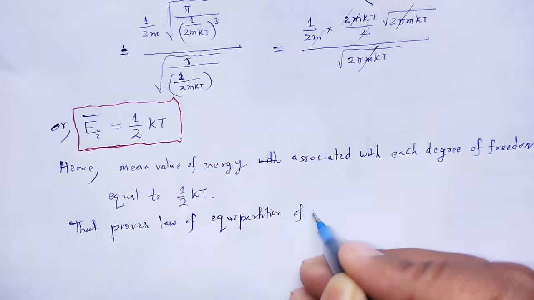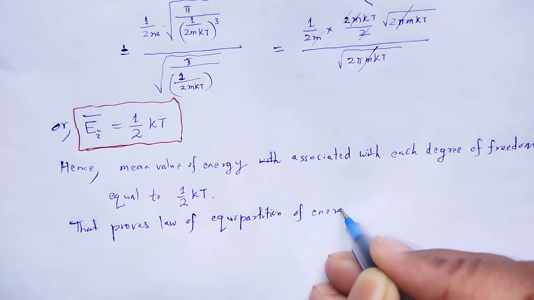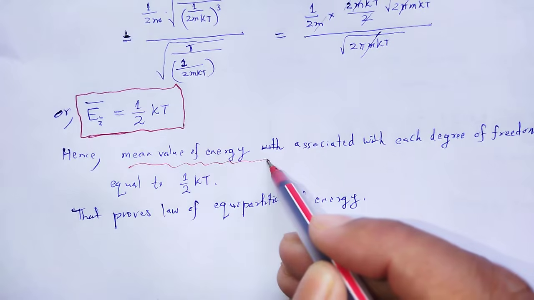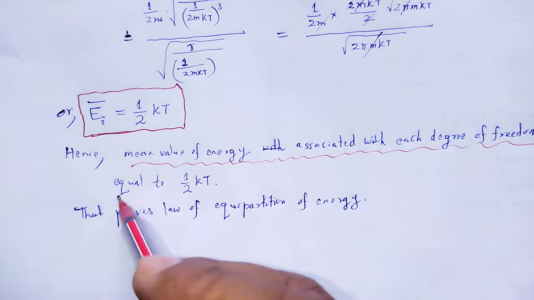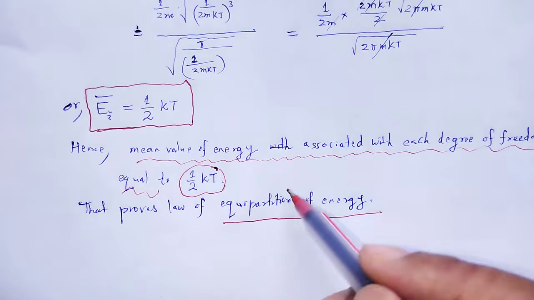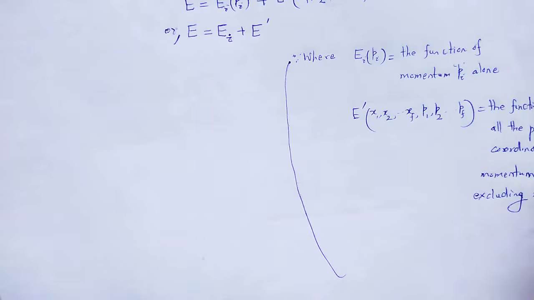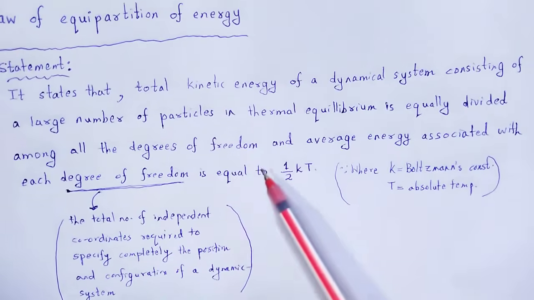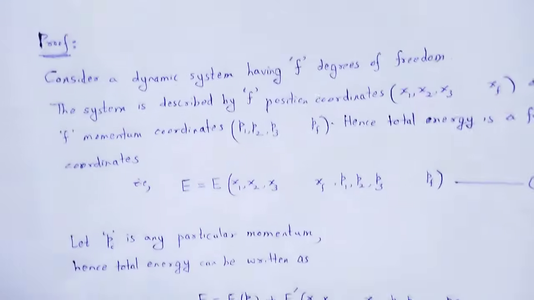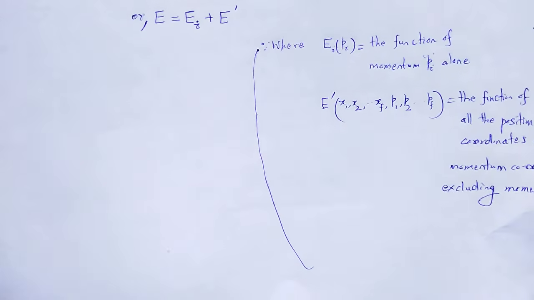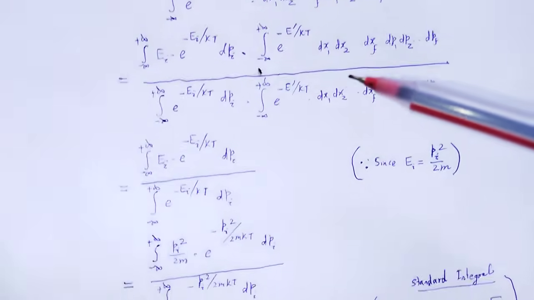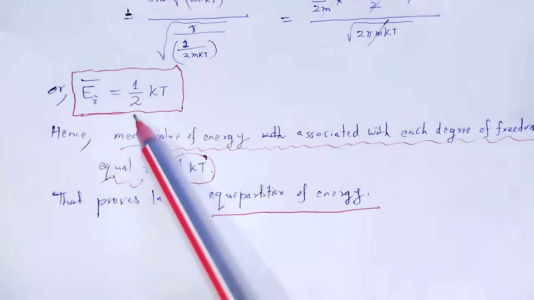Law of equipartition of energy: the mean value of energy associated with each degree of freedom is equal to half kT, which is known as the law of equipartition of energy, as we write in that statement. Now that can be proved statistically, half kT.